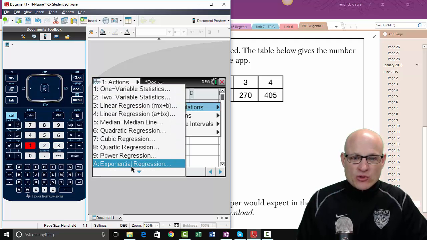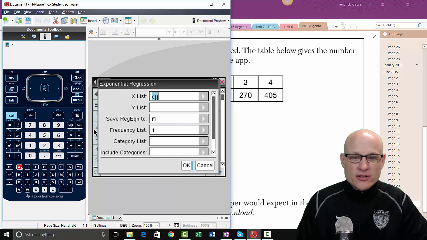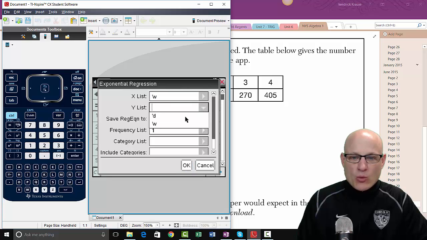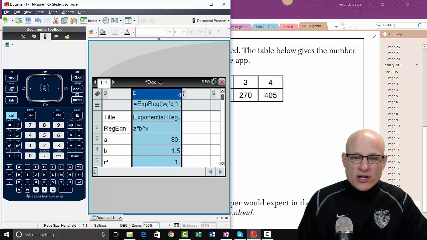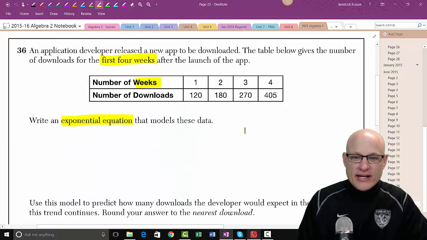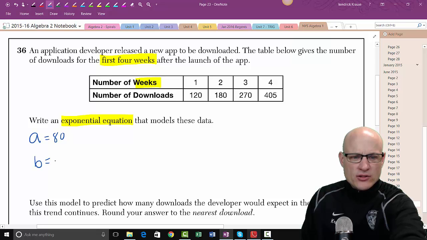And we need to do exponential regression. That's down here somewhere. It's letter A in this case. We're going to do a letter A, which is exponential regression. Our X list was weeks. Our Y list was downloads. And we click OK. So there's our exponential model. A equals 80. And B equals 1.5. No rounding here, kids. I was wondering why they didn't say rounding.